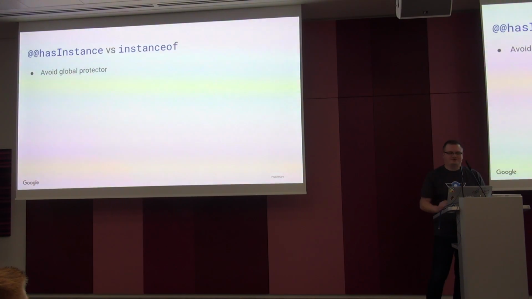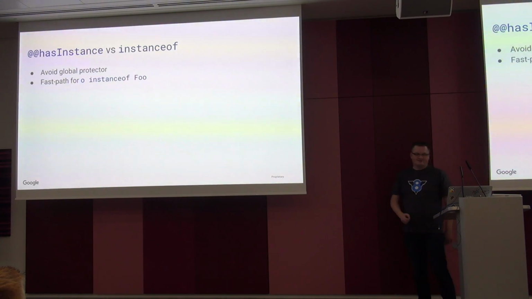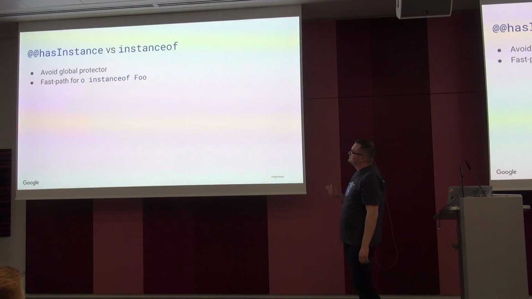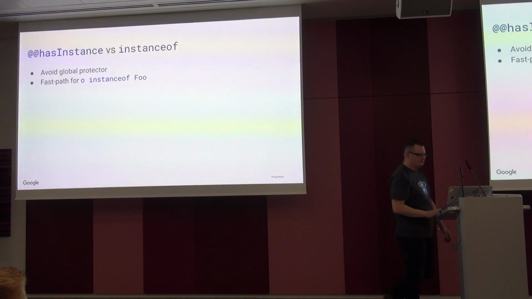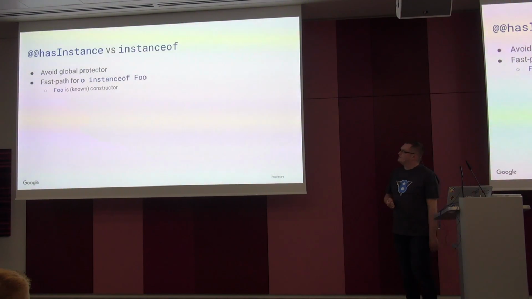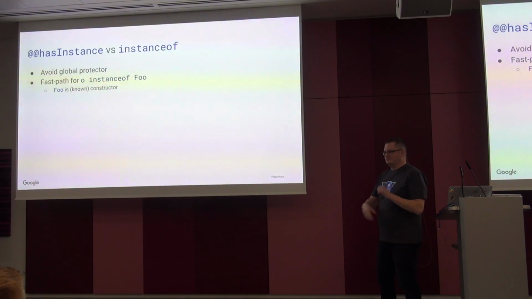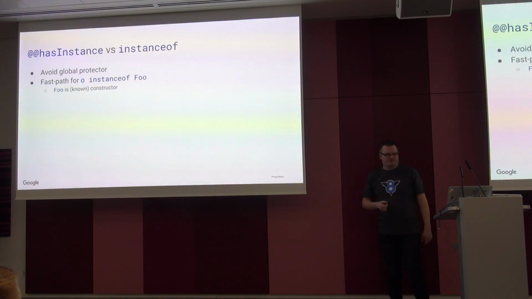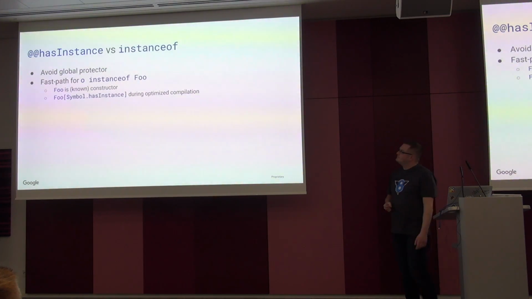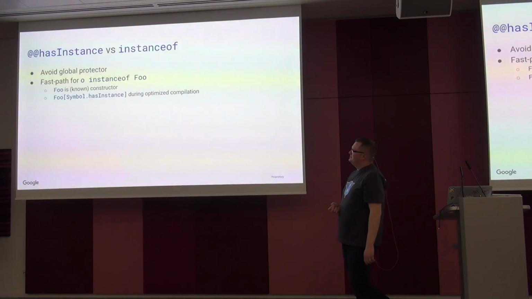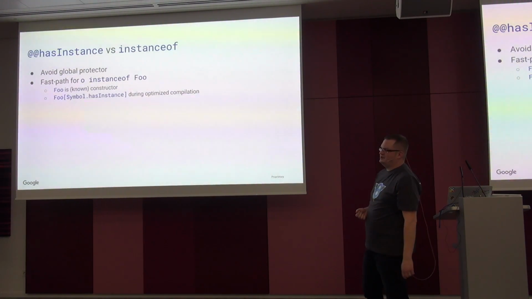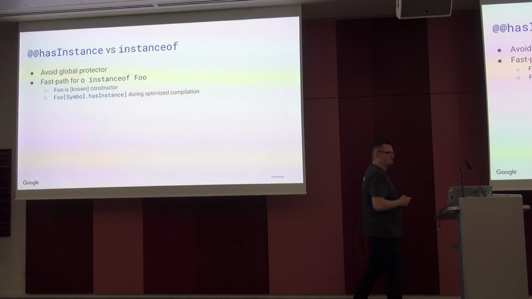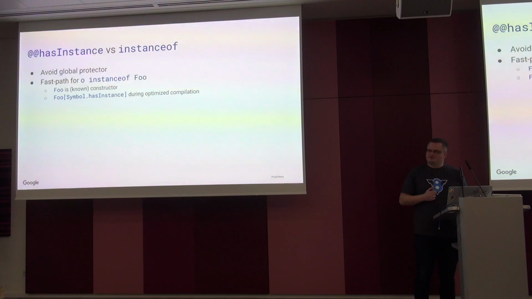Okay, so we need to avoid the global protector, and this is not going anywhere. Instead we need a local fast path for O instanceof Foo, where Foo is some globally known constructor. So something where the optimizing compiler already knows that Foo refers to this function or this class, and knows exactly what it is. And as it turns out, it wasn't even that hard to fix. Once we know what I had to look into, it was fairly easy, because I could just simulate this lookup during compile time and then bake the result into the optimized code that was generated.